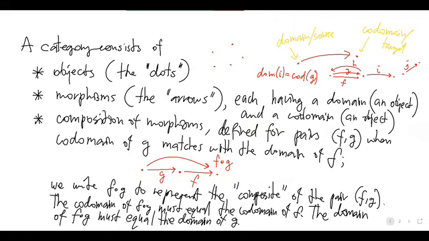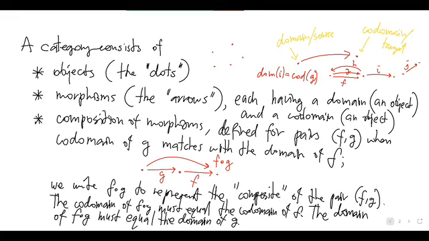But composition is only defined when F and G are arranged in this way, where the codomain of G matches with the domain of F. And then the domain of the composite matches with the domain of G, and the codomain matches with the codomain of F. So just as on the picture. So that's what a category is as a structure.